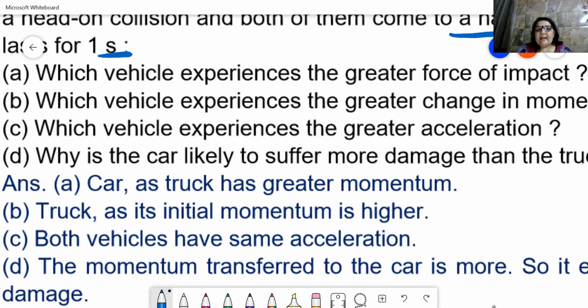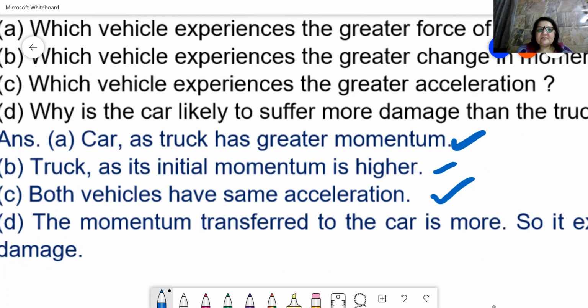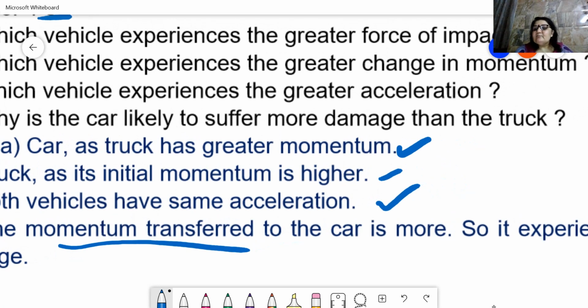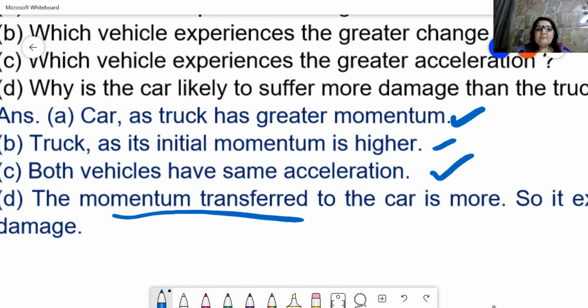Which vehicle experiences the greater force of impact? Naturally it is the car. The car will be more damaged because the truck has a greater momentum. Which vehicle experiences greater change in momentum? The answer is very simple, as discussed earlier: it's the truck. Which vehicle experiences the greater acceleration? Both vehicles have the same acceleration. Why is the car likely to suffer more damage than the truck? Because the momentum transfer to the car is more, so it experiences more damage.